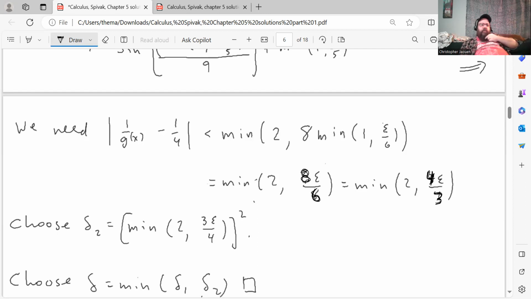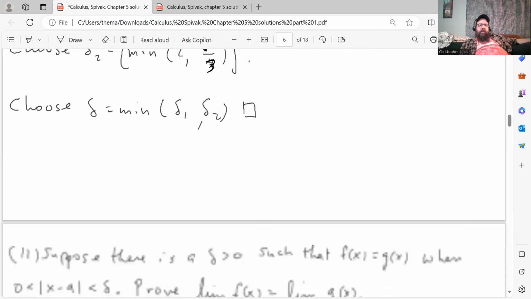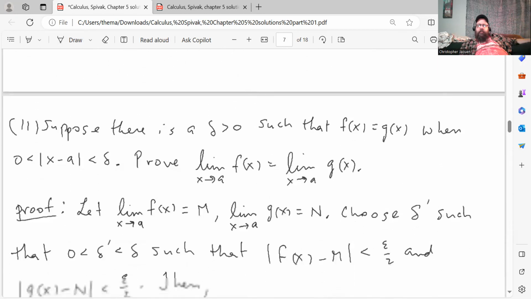Okay, so if you choose delta 2 to be the minimum of 2 epsilon, 4 epsilon over 3, all squared. Again, by the properties in the instructions for this problem, then you take the minimum of delta 1, delta 2, and it works out. It'll give you what you want.